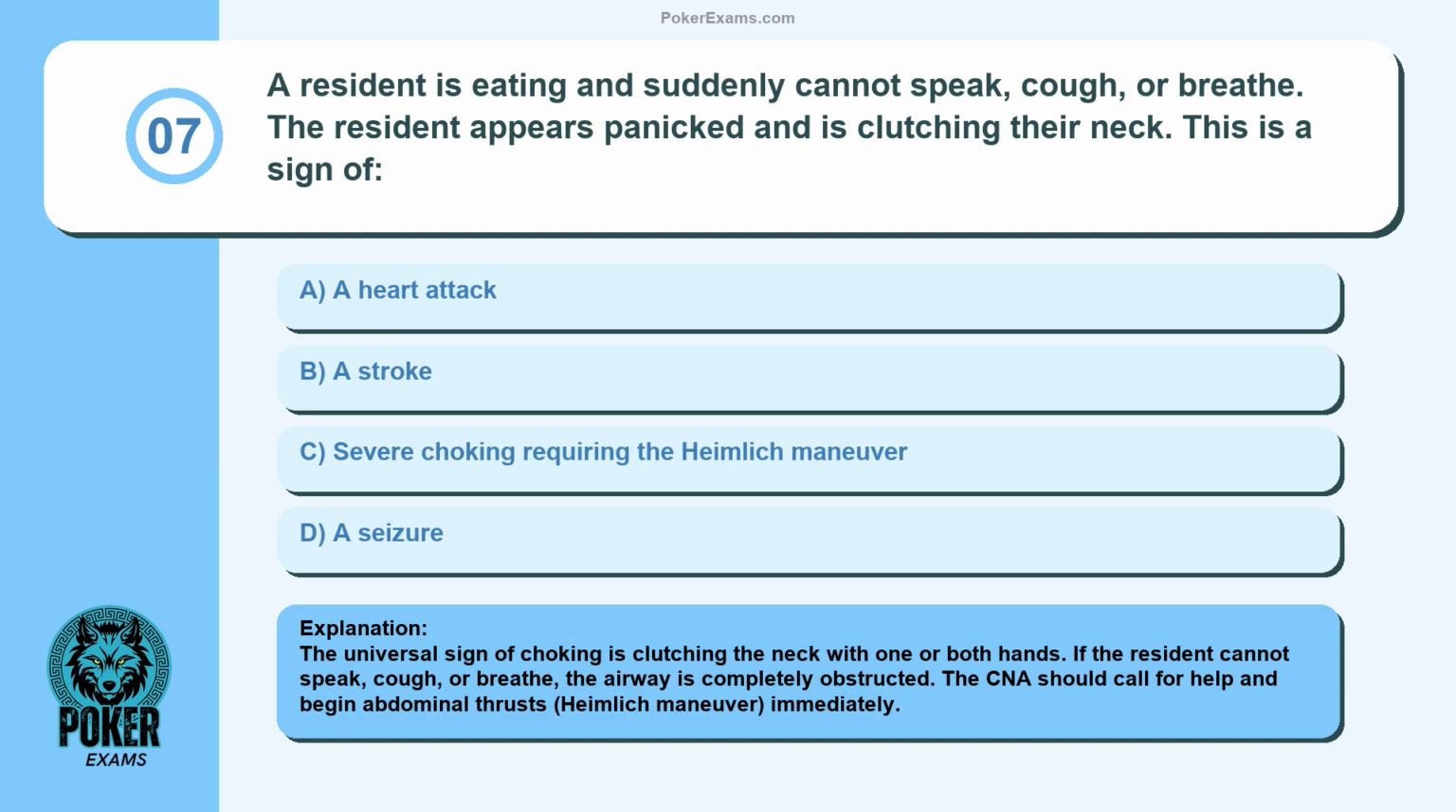The universal sign of choking is clutching the neck with one or both hands. If the resident cannot speak, cough, or breathe, the airway is completely obstructed. The CNA should call for help and begin abdominal thrusts, the Heimlich maneuver, immediately.